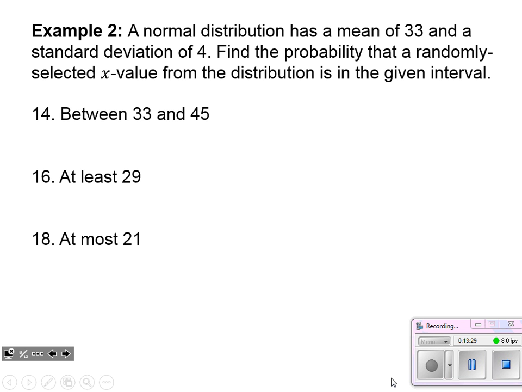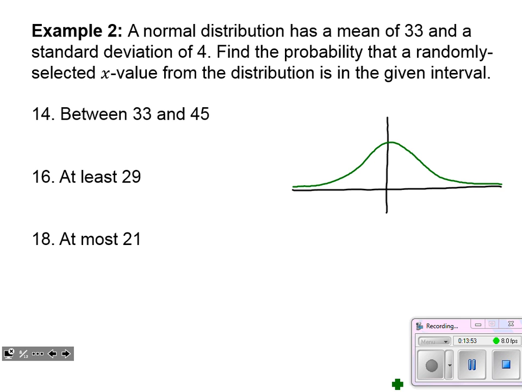We have a normal distribution. They tell us the mean is 33 and a standard deviation is 4. Find the probability that a randomly selected x value from the distribution is in these given intervals. Well, I'm going to make one nice sketch. Again, the more we can visualize those wedges on our normal curve, the better off we're going to be. Okay, so there's that, just a rough sketch.